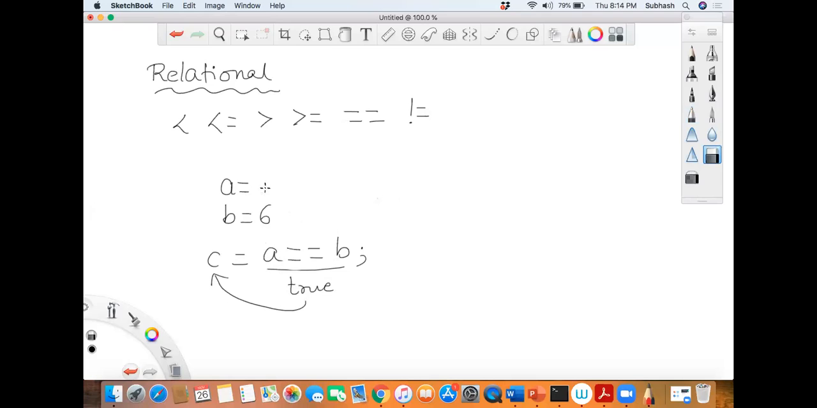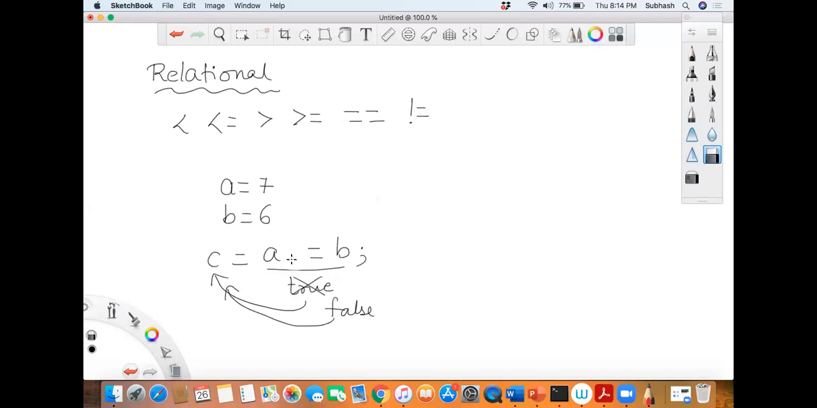Now, what if I change this A value to 7? Now tell me what will be the value of this? Is the value of A equal to B? No, A value and B value are totally different. Therefore, this will result in a false value, and false will get stored into C. Correct?